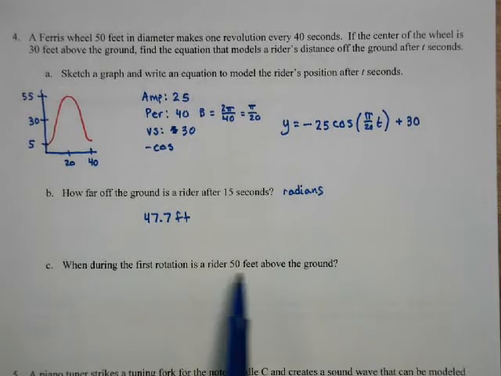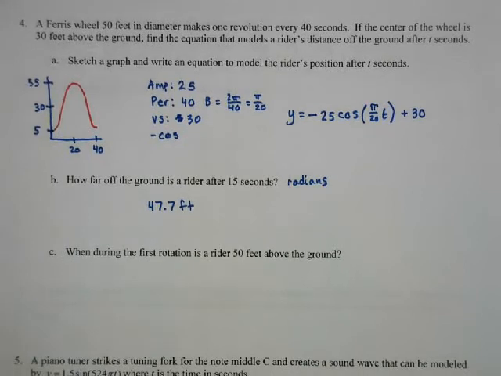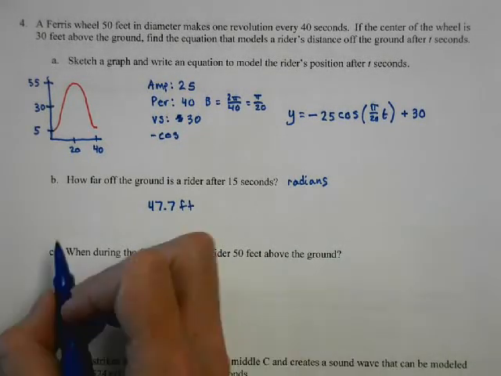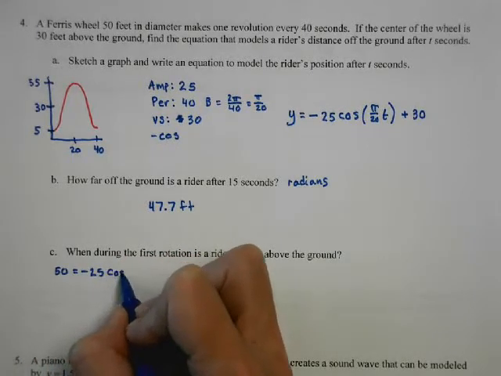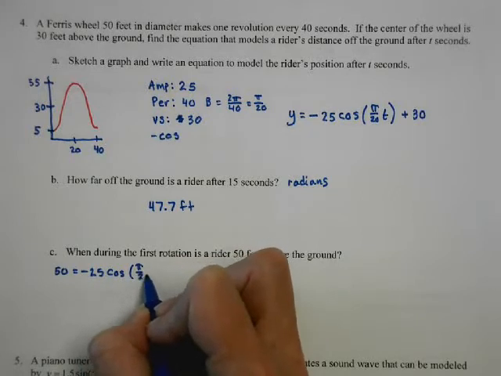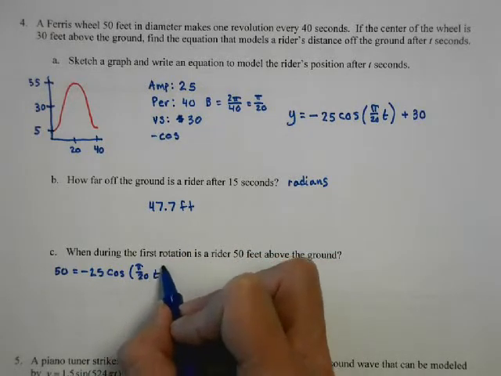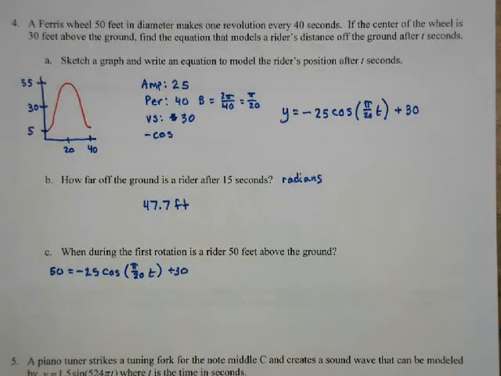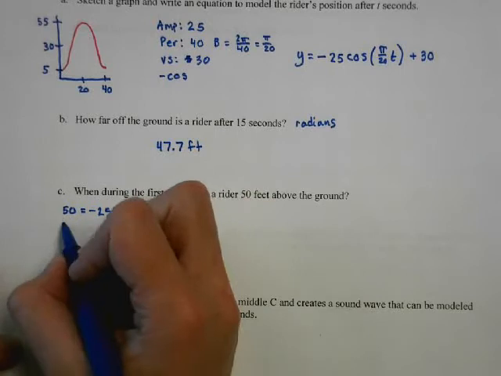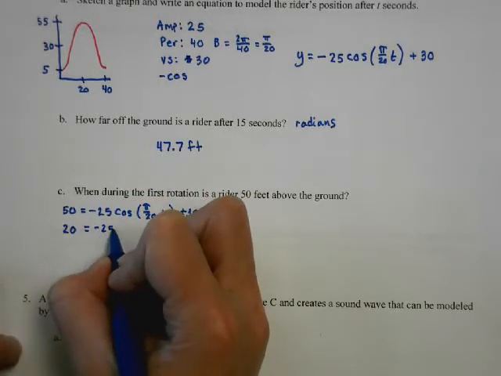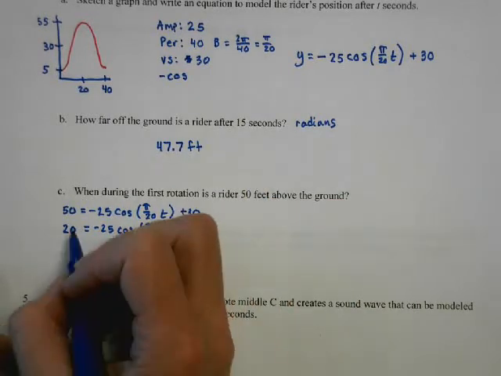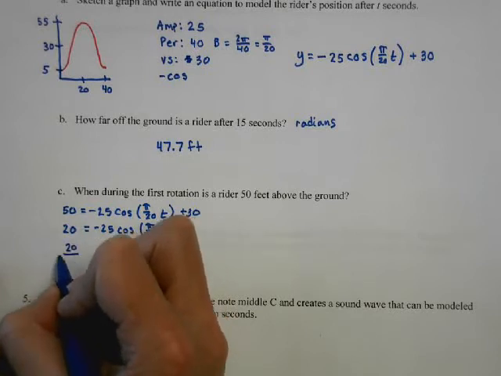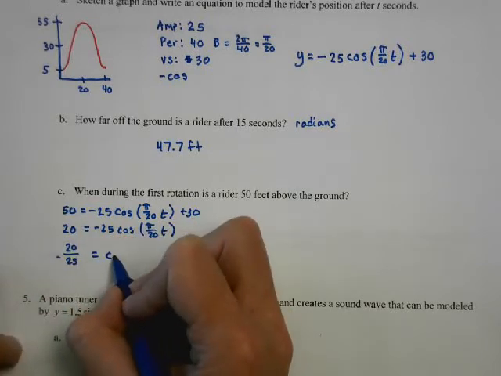Then it says, when during the rotation is the rider 50 feet above the ground? Now you can use the calculator to solve this, or we can do this algebraically. So I'm going to set my equation equal to 50. Okay, so algebraically, I'm going to subtract 30. I'm going to divide by negative 25. And you can reduce that, but I'm just going to leave it like that for now.